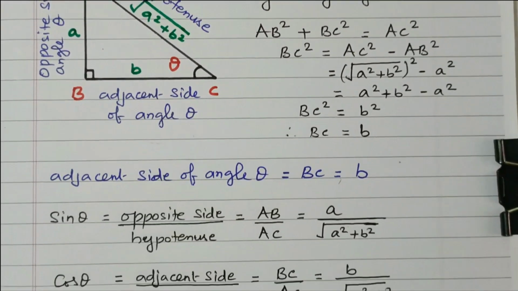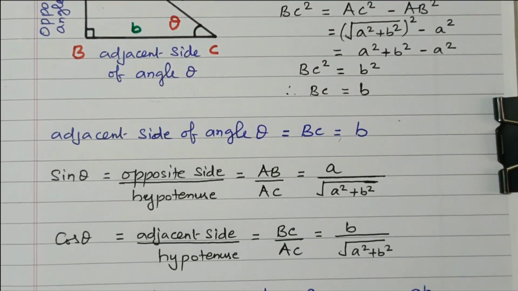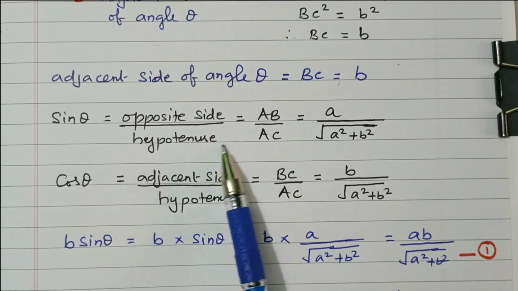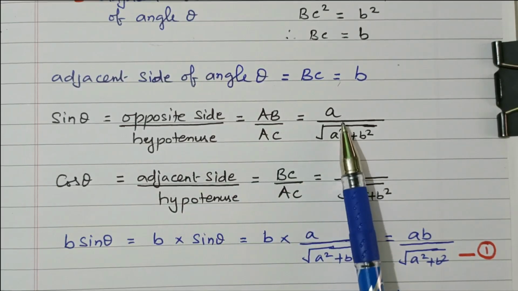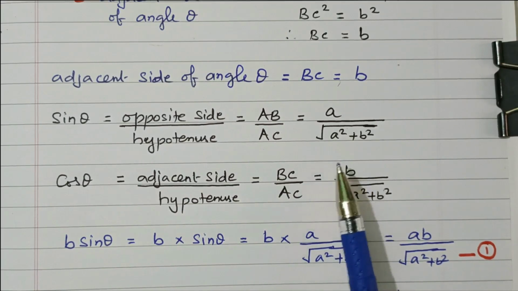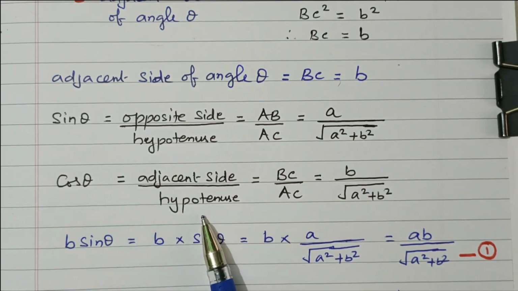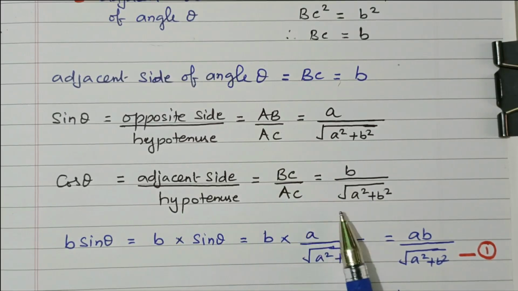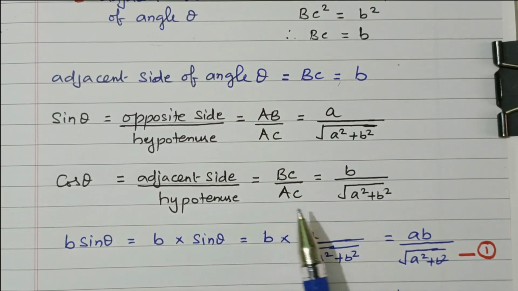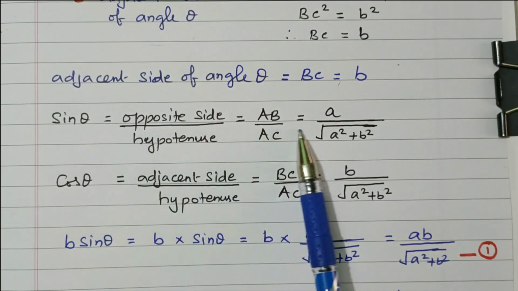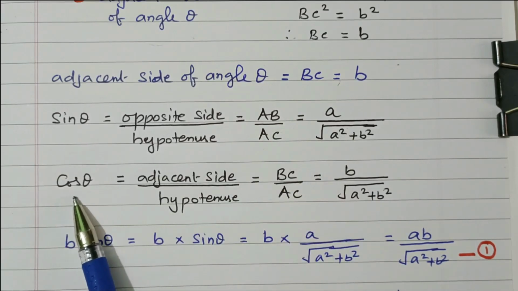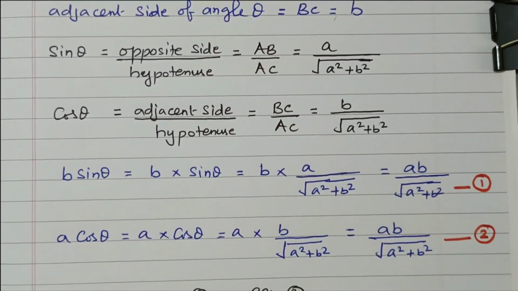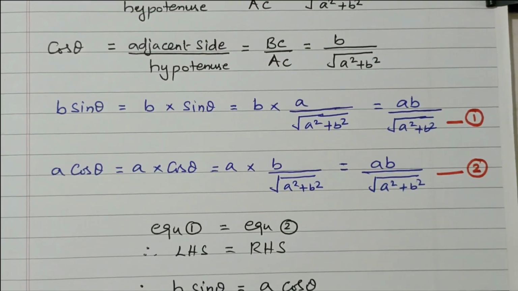Right. Now first we will find the sin theta and cos theta. The sin theta is already available: opposite side by hypotenuse, AB by AC, that is equal to a divided by square root of a square plus b square. Cos theta equals adjacent side by hypotenuse. The adjacent side is BC, what we calculated, BC equals b, divided by AC, which is square root of a square plus b square. So now we have the sin theta value that was given in the problem, and we calculated the cos theta, that is b divided by square root of a square plus b square.